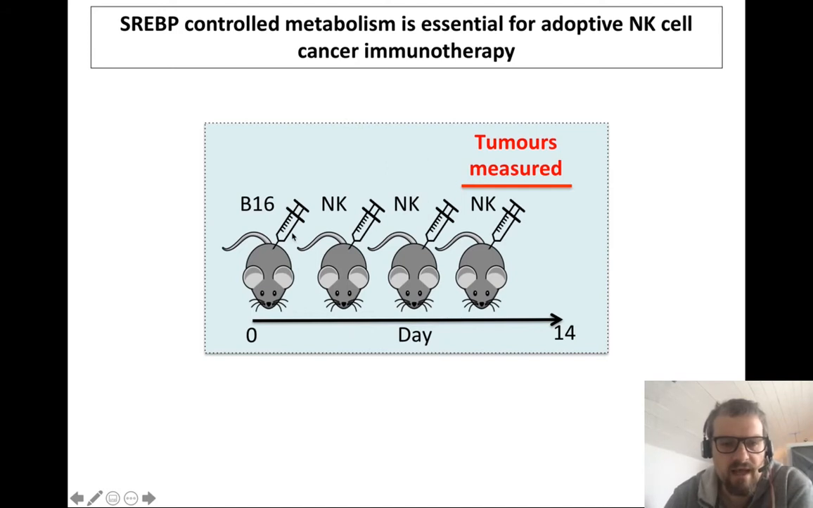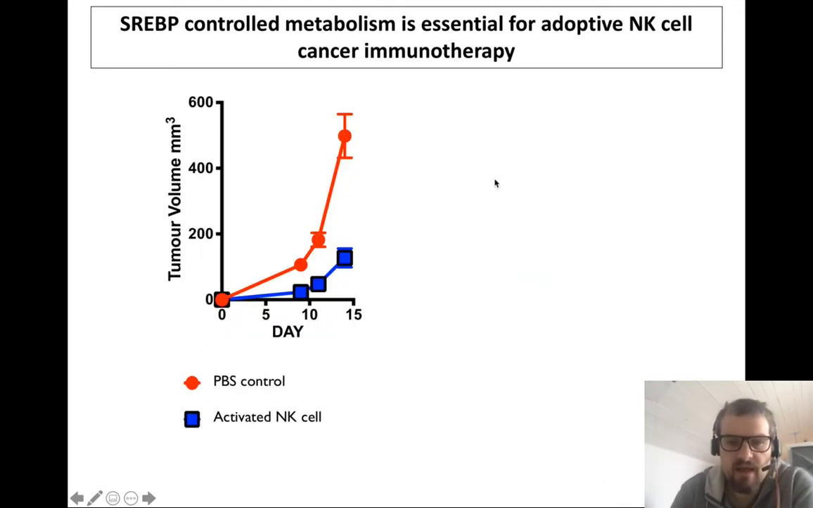So it's a model of melanoma in mice. We give them the tumor cells on day 0, and then we give them 3 therapeutic injections of NK cells that we have expanded ex vivo and then stimulated with a cytokine combination IL-12, 15, and 18, and then we measure the tumors. And it's very clear that when you give these activated NK cells, they have a therapeutic effect here in the blue line compared to if you just inject PBS. So these NK cells are working to kill the tumor cells and reduce tumor growth.